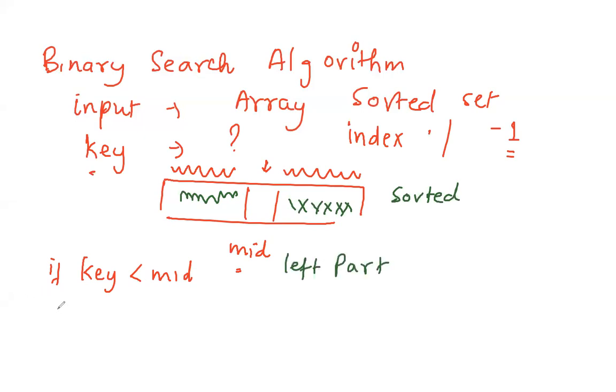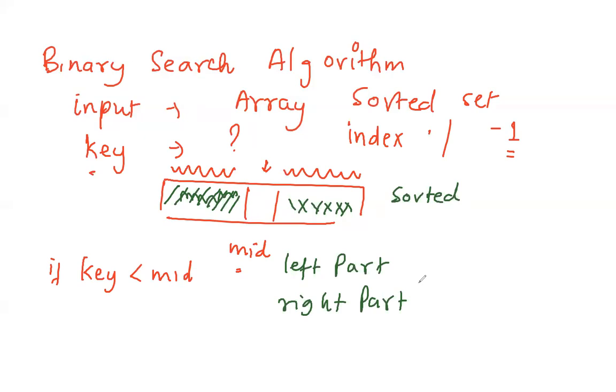Now, the other way around, if the key is greater than mid, then there is no point searching on this side, because we already know that all the elements on this side are less than the mid. And we search in the right part. This is the fundamental of binary search. You have a mid, you have a key, and you have a sorted array. Based on the relationship between mid and key, you either discard the right part or you discard the left part, and you just live with the other half.